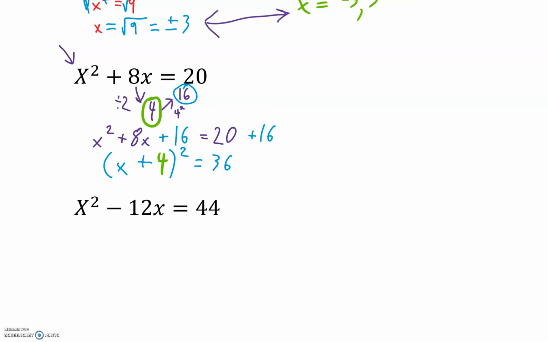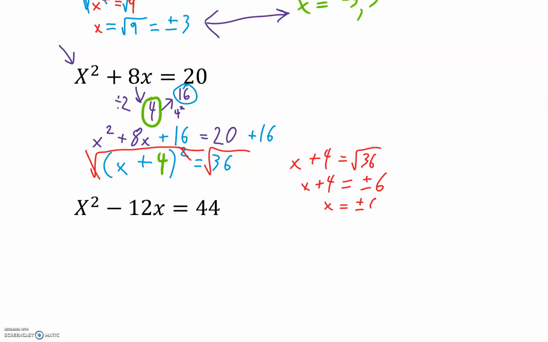So what we're going to do is take a square root of both sides in order to cancel out the 2, the squared. So now we're left with x plus 4 equals square root of 36. And so what we need to do is go x plus 4 equals positive and negative 6. And when we move the 4 over, we're going to have minus 4.